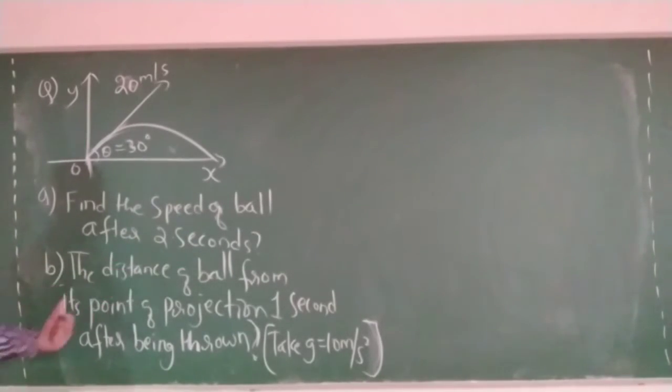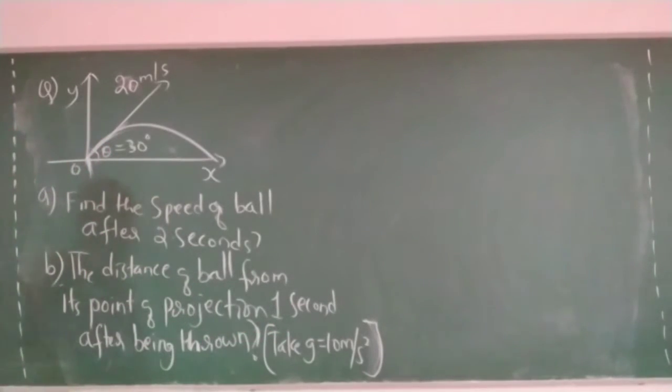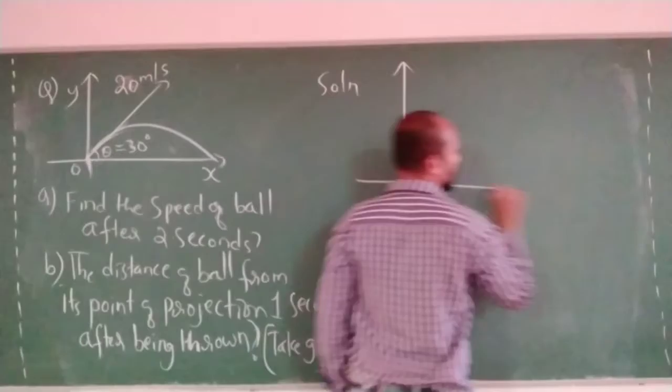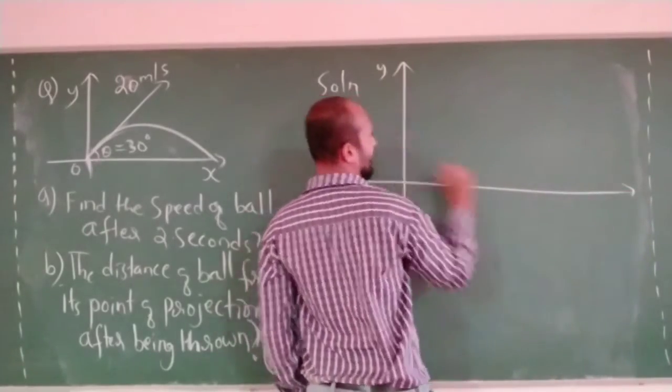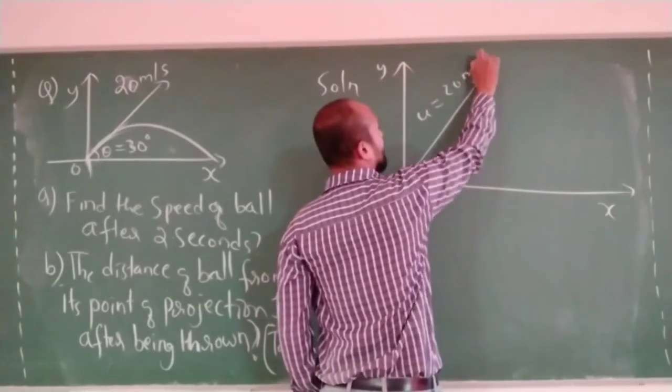the distance of the ball from its point of projection 1 second after being thrown. Correct, no? What we need to find is from the point of projection. So we will find the two answers. First question, let me make the same diagram a little bit larger. This is y, this is x. One body is projected with initial velocity 20 meter per second.